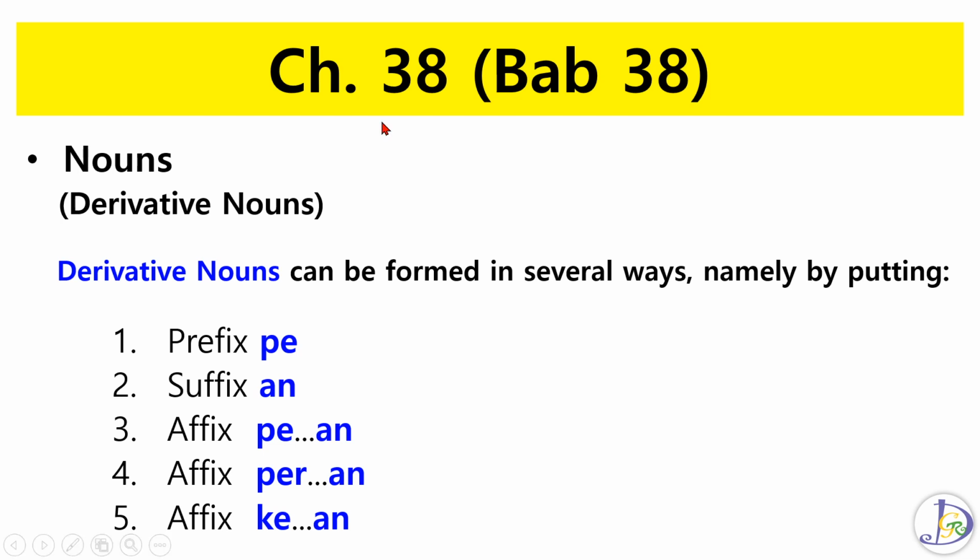Chapter 38, Bab 38. Derivative nouns. Derivative nouns can be formed in several ways, namely by putting: 1, prefix per; 2, suffix an; 3, affix per-an; 4, affix per-an; 5, affix ke-an.